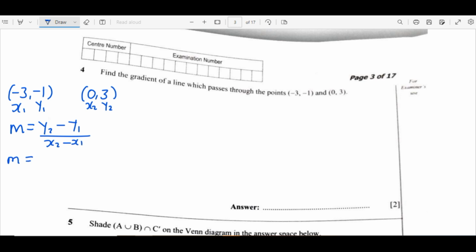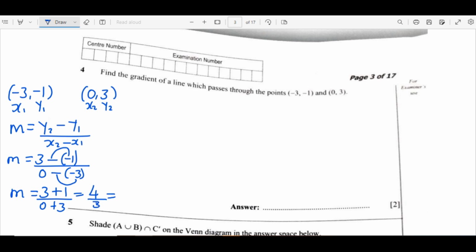So let's do the substitution. Y2 is 3 minus y1 is -1 over x2 is 0 minus -3. M is equal to negative times negative is +1 over negative times negative is 0 plus 3, which is 3 plus 1, we have 4 over 3. 3 into 4 is 1, remainder 1 over 3 as our final answer.